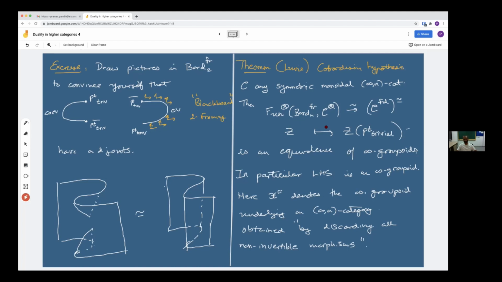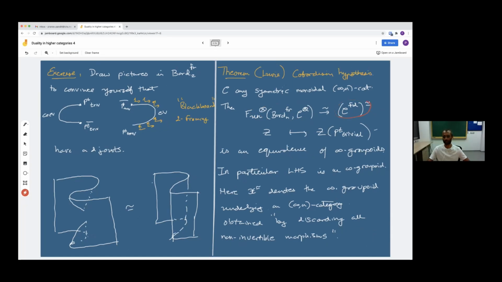Now, given such a field theory, I can evaluate it on the point with the trivial framing. That gives a functor from topological field theories to objects of C. So the first claim is that it lands in fully dualizable objects. That's just a consequence of the fact that the point with the trivial framing is a fully dualizable object in Bord. So this functor Z must take it to a fully dualizable object. So it lands in fully dualizable objects.